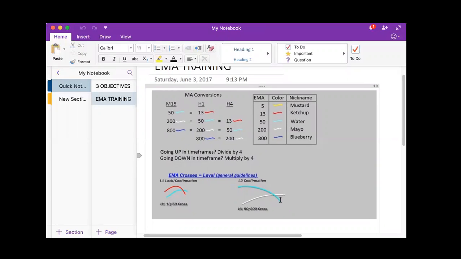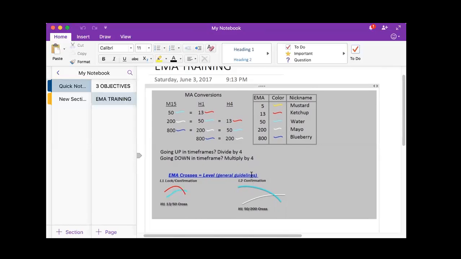The two crosses: when you see the 13 and the 50 cross over, that's going to be level 1 confirmation, or level 1 lock. That's what that's called. This confirmation lock is not always a guaranteed thing letting you know that there is a definite shift or reversal going to happen. It's just letting you know that this is a confirmation of a shift in the market.